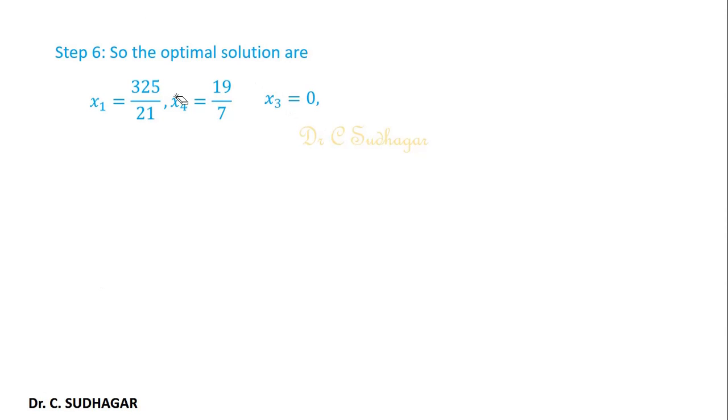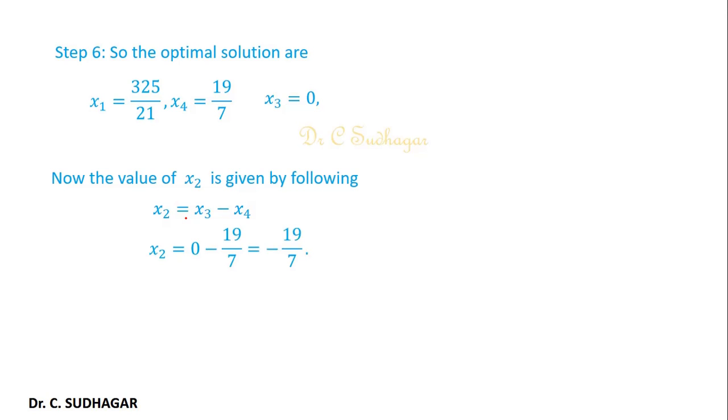But if you look at it, x4 and x3 are introduced by us, they are not given in the question, so we should reverse it back. What are x3 and x4? It is x2 equal to x3 minus x4. This is the equation we used in the beginning. Now we can put x3 and x4 here and find x2: 0 minus 19 by 7, which is minus 19 by 7. Okay, so in this case we got x2 as a negative number. Even at this stage sometimes you can get a positive number, a negative number, even 0 also, it doesn't matter.